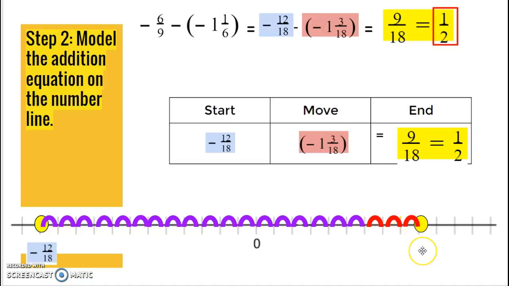And this number right here is 9/18, which I can simplify. Remember, the numerator and the denominator can both be divided by 9. 9 divided by 9 is 1. And 18 divided by 9 is 2. So this number is 9/18, or 1/2. So that's my final answer.